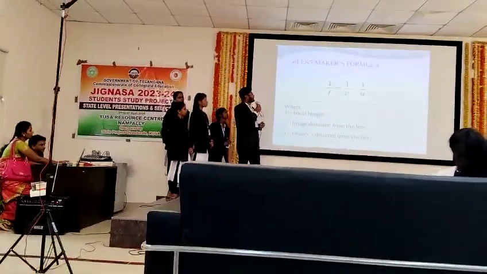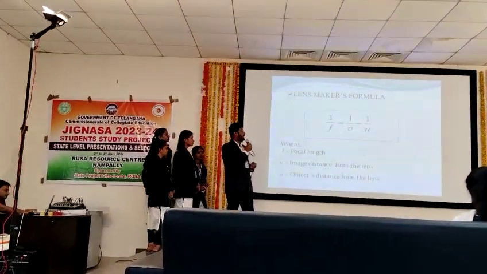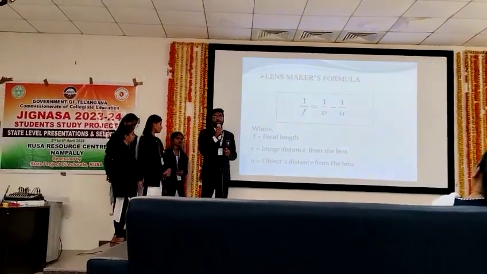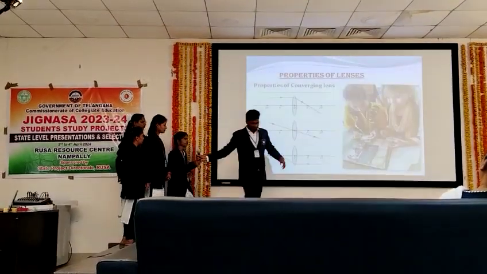Lens maker's formula: 1/f = 1/v - 1/u. Here f is the focal length, v is the image distance from the lens, and u is the object distance from the lens. The topic is continued by my friend Nandini.